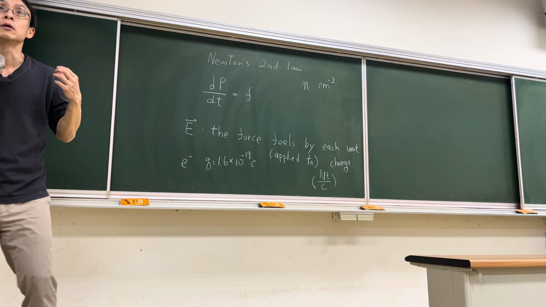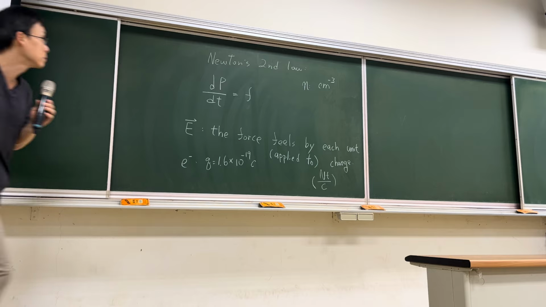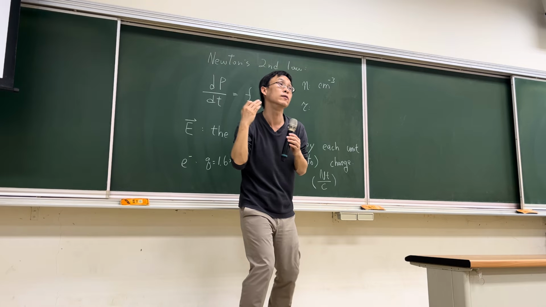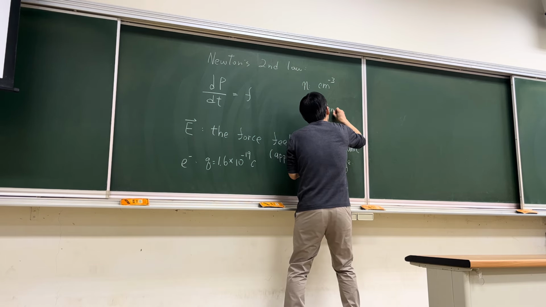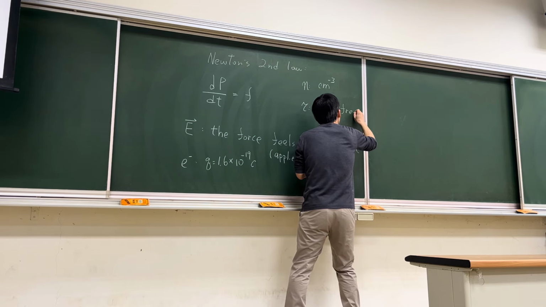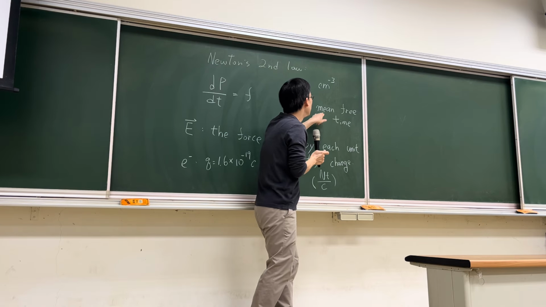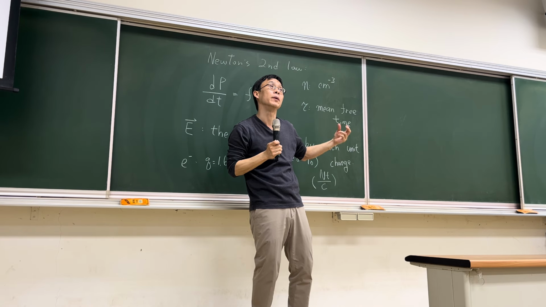So how can we go from here to here? The key parameter is this guy, tau. Tau is of the length, mean free time. Okay, 平均自由时间. We will tell you what we mean by mean free time.